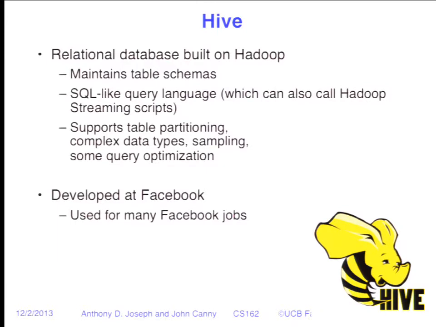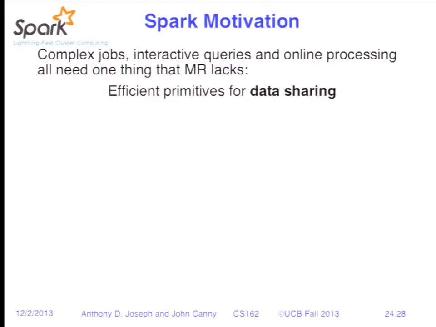It gives you table schemas, gives you a SQL-like query language, which can also work with Hadoop streaming support. And it supports all the typical types of things that you'd like to do in a database, like table partitioning, complex data types, sampling, and a limited degree of query optimization. And this is what's used for many Facebook jobs. Right. So, I could keep going. There's all sorts of different data models that people have built on top of Hadoop. Cassandra would be another one that's been built at Facebook on top of Hadoop.